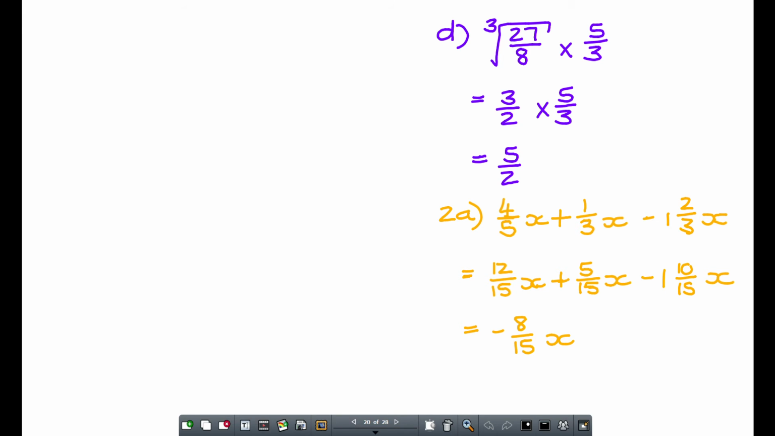And now you can use your calculator to work that one out. So 12 over 15 plus 5 over 15 gives me 17 over 15 minus 1 and 10 over 15 will give you minus 8 over 15. And have a look, my unknown still stays x. Remember yesterday we said 10 bananas minus 8 bananas will give me 2 bananas. No? Same thing. Great.